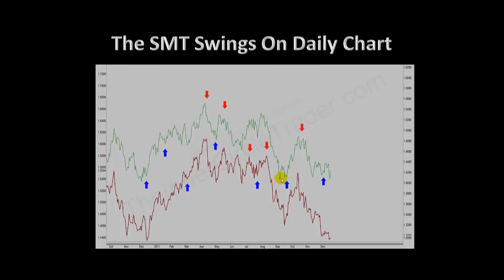The dollar here failed to make a lower low when the cable on this chart here made lower lows, which would have been a higher high in actual price of cable. Cracking correlation, expected price move to the upside. And really, that's all you're looking for.